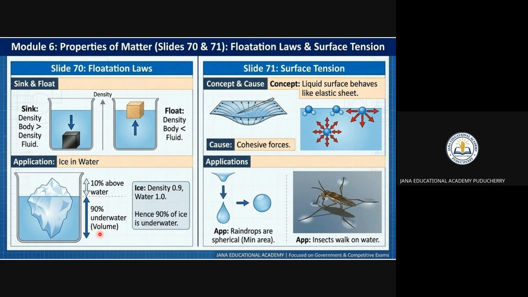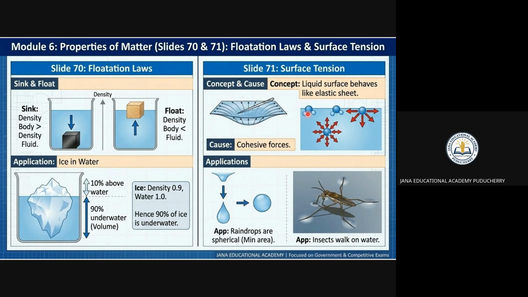They are saying the density of water is 1 and the density of ice is 0.9. So the density of ice is less than water. If it is less than water, what happens? The ice is going to float. The ice is going to float here.